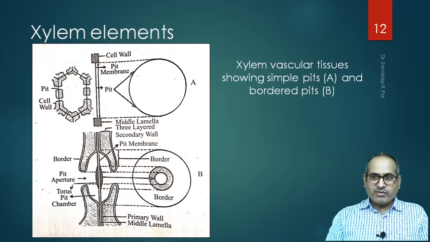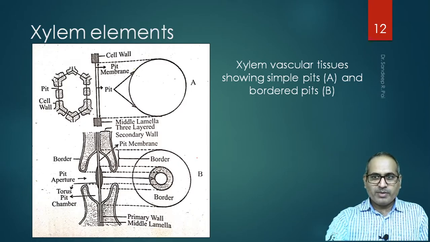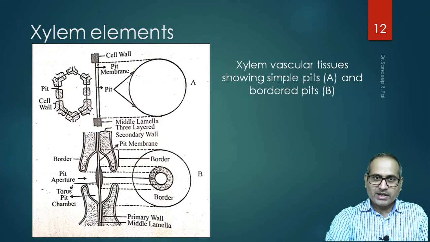Xylem element or xylem vascular tissues showing simple pits and bordered pits. So what simple pits look like and what bordered pits look like, we can see over here. The first figure A is for simple pits. You will see these are the pits onto the transverse section. If you see the pits, you will see it is simple. There is no border onto here.